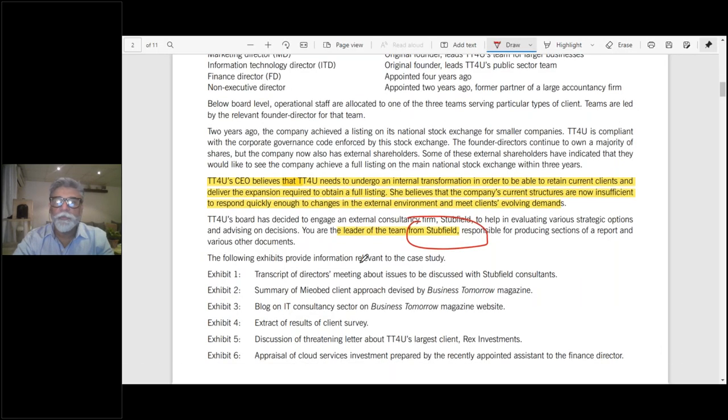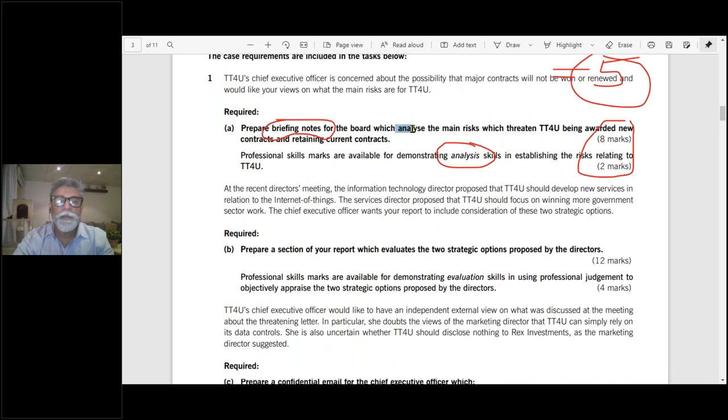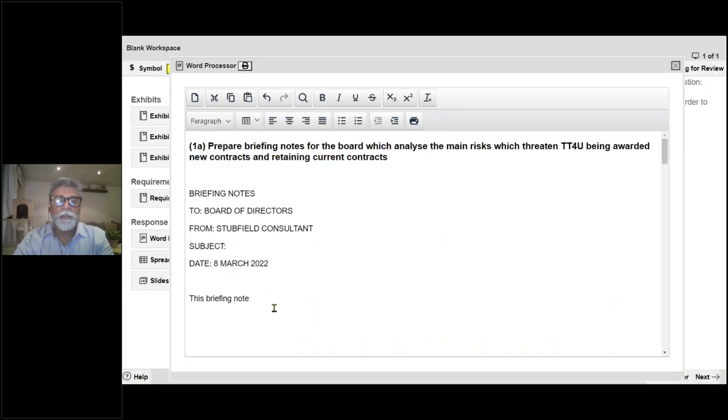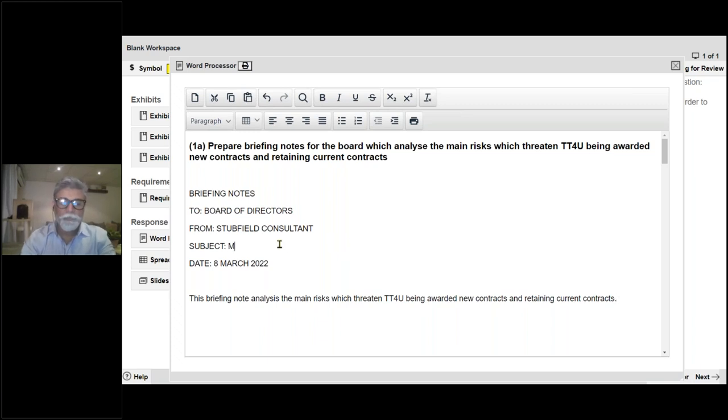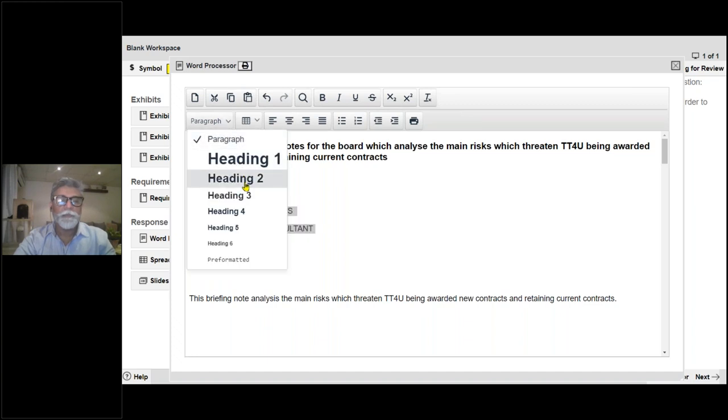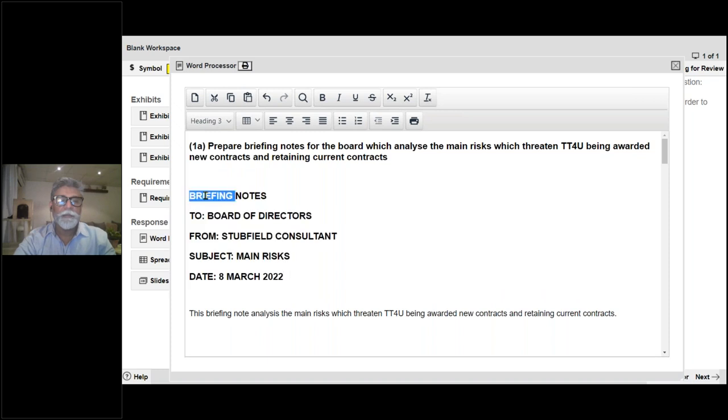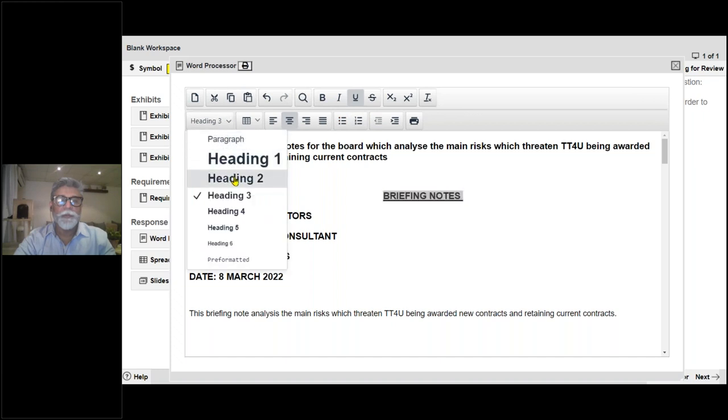I'll just copy from the requirements. Analyzes. Control C. And I will paste it here. Analyzes the main risks for you being awarded, and so on. Full stop. What's the subject? Done. Now some beautification. All this, make it heading number 3. And this one, make it center, make it underline. If you want, you can make it heading number 2.